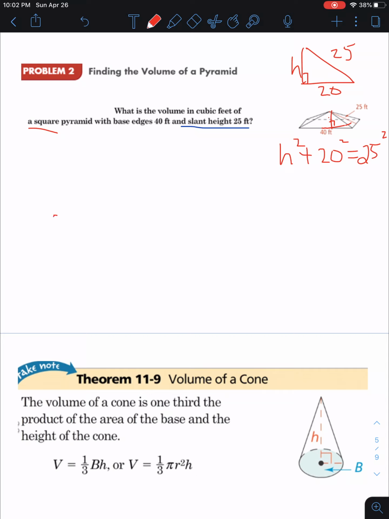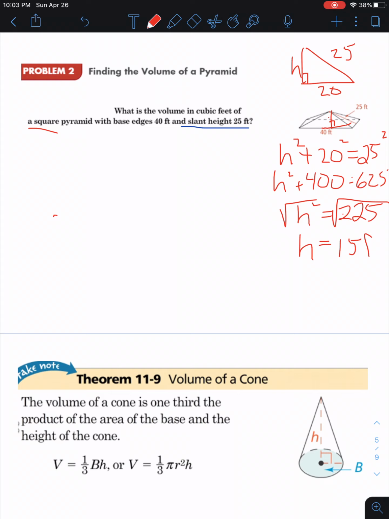So 20 squared is 400. 25 squared is 625. And we have h squared. So h squared then is going to be 625 minus 400, or 225, making h, when we take the square root, h will be 15. And since everything was in feet, that'll be 15 feet. There's my h.